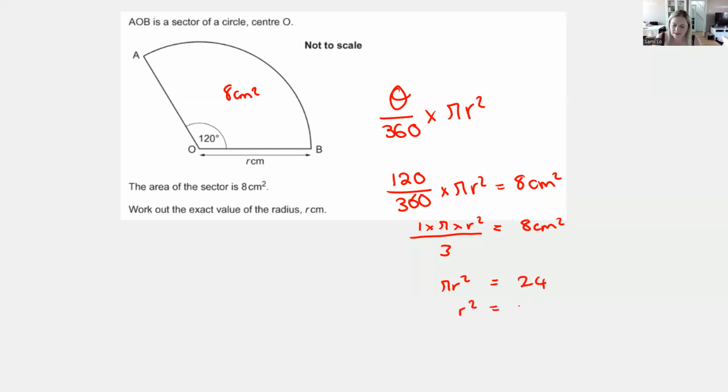r squared is going to be just 24 divided by pi, which we can work out, which gives you 7.639... I'm just going to keep that in my calculator, and I'm going to square root that, to give me r on its own, which is 2.76 to two decimal places.